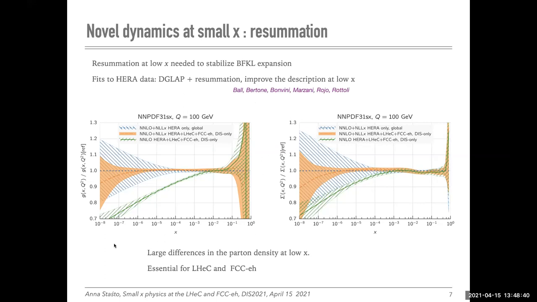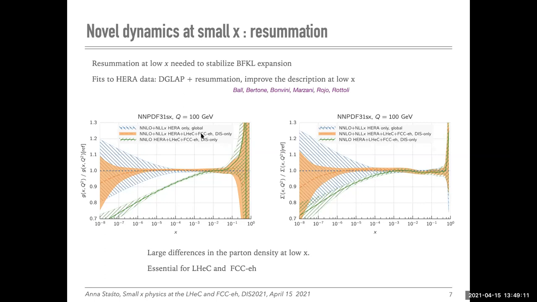And so when one takes this machinery to LHeC and FCC, then one will see a lot of large differences in the parton density at low x. So here you see the uncertainty in the gluon. And then in blue, you see essentially the resummed fit based on the HERA data. So this gives you this uncertainty.